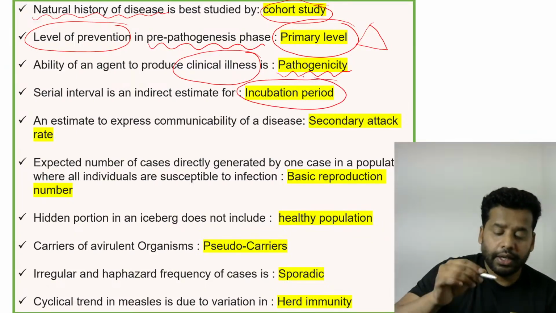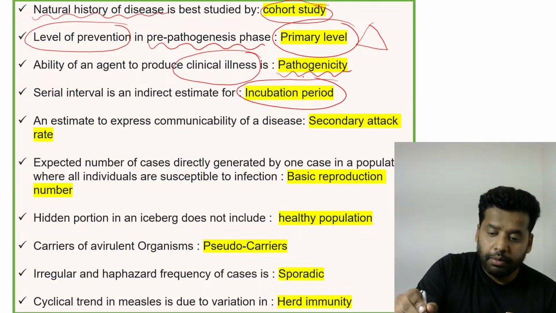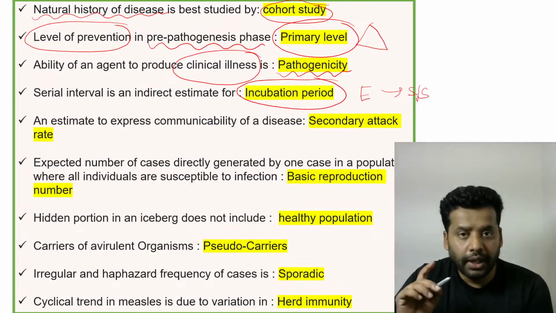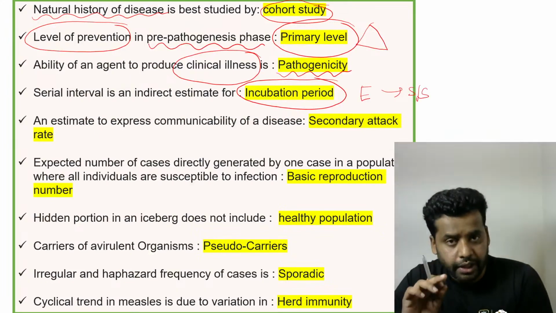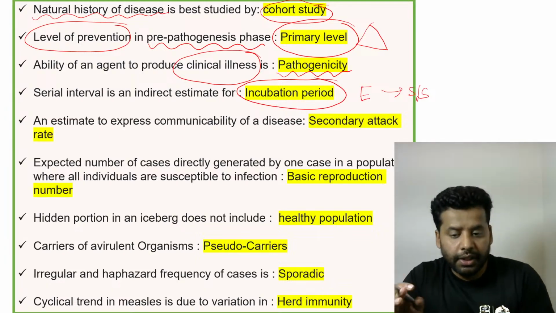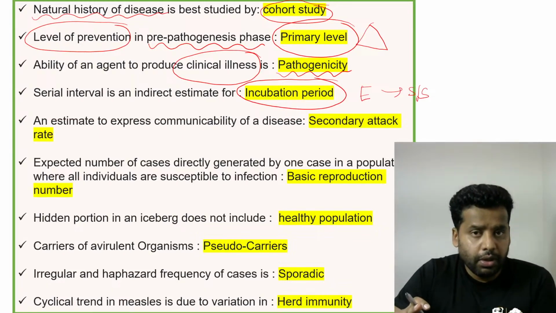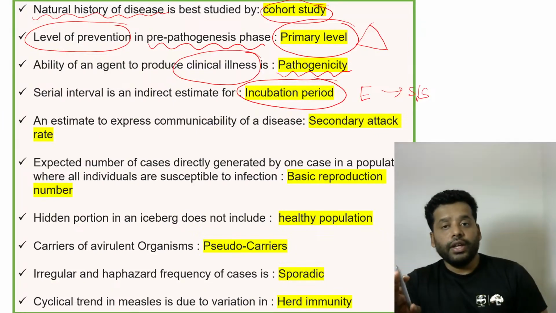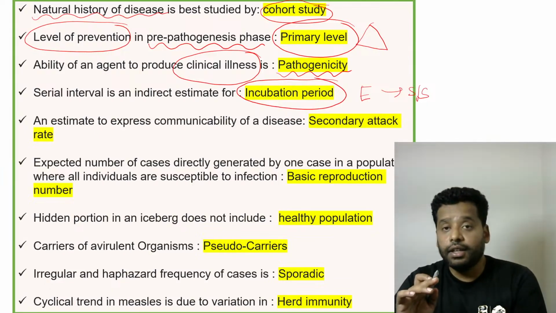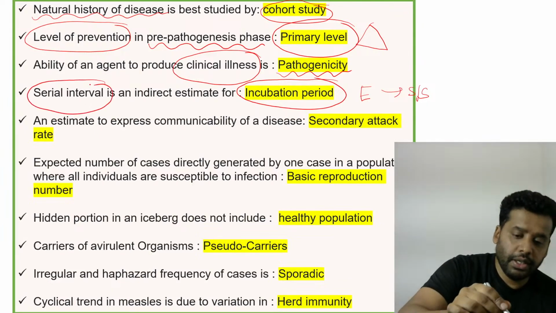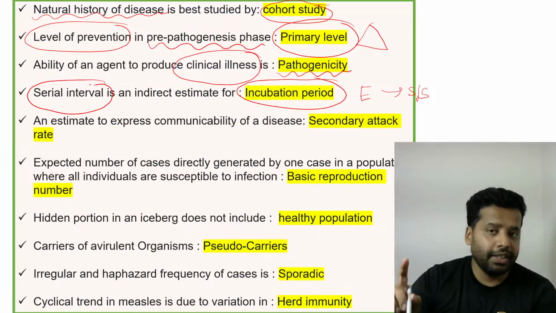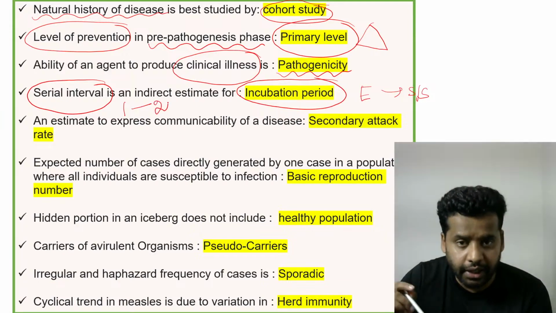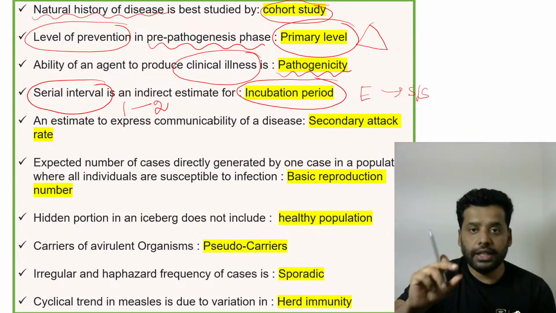What is an indirect estimate of incubation period? First there is exposure, then there is signs and symptoms. This is incubation period. But the question is, what is indirect estimate of incubation period? That is serial interval. What is serial interval? Gap between primary case and secondary case in the family. Today there is primary case, after certain time there is secondary case. That gap is called as interval.